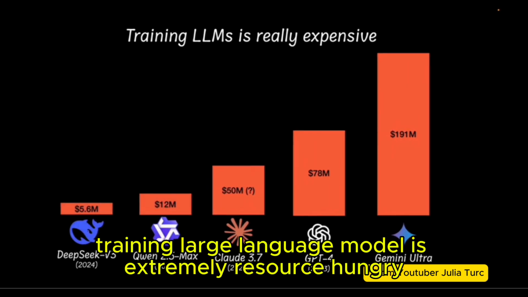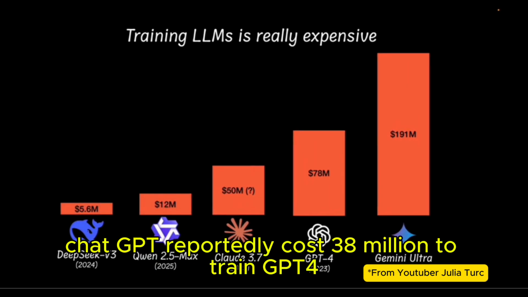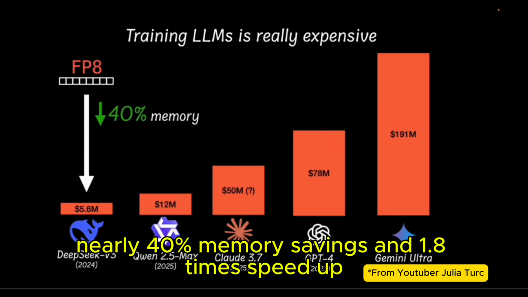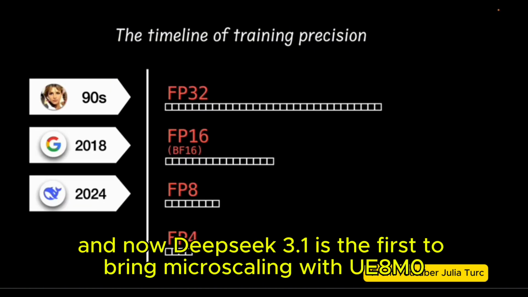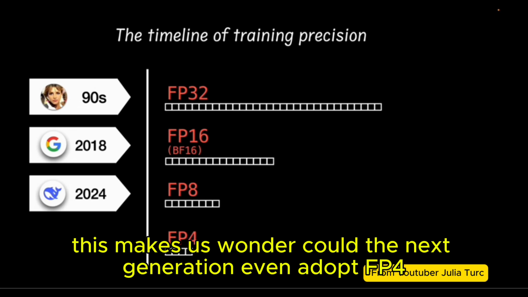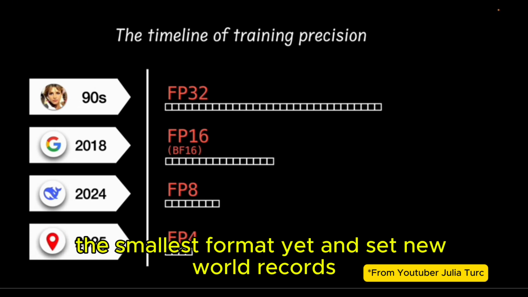Training large language models is extremely resource hungry. ChatGPT reportedly cost $38 million to train GPT-4. DeepSeek, the first one to use FP8 in LLM training, spent only $4.6 million, with nearly 40% memory savings and 1.8 times speedup. And now DeepSeek 3.1 is the first to bring microscaling with UE8M0 into large-scale training. This makes us wonder, could the next generation even adopt FP4, the smallest format yet, and set new world records?